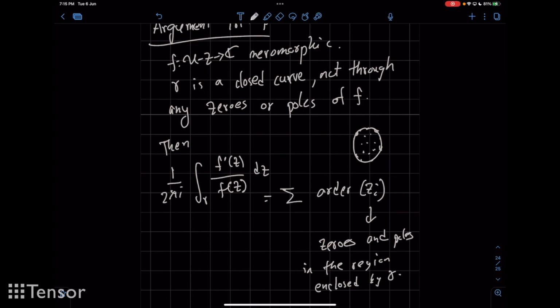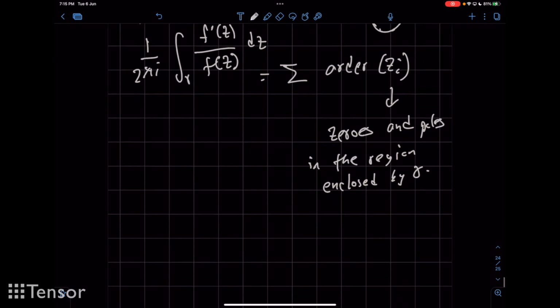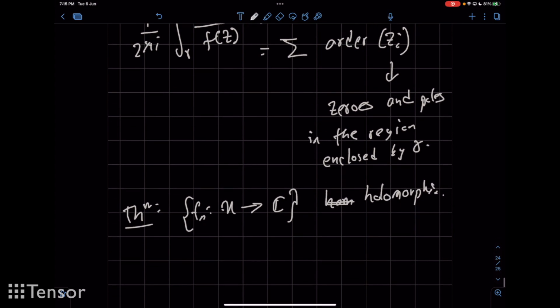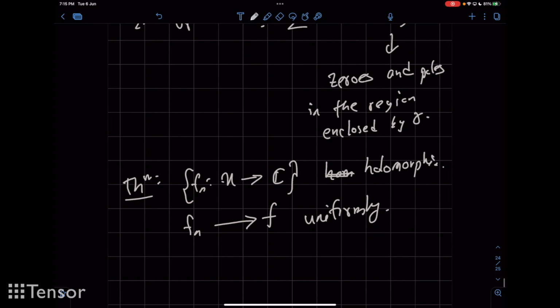All right, now I have one final theorem, then we're going to call it a day. So that theorem says, I should have mentioned it earlier, but somehow I forgot, that suppose I have a sequence of holomorphic functions, and the sequence converges to some other function uniformly. So then the uniform limit is also holomorphic.